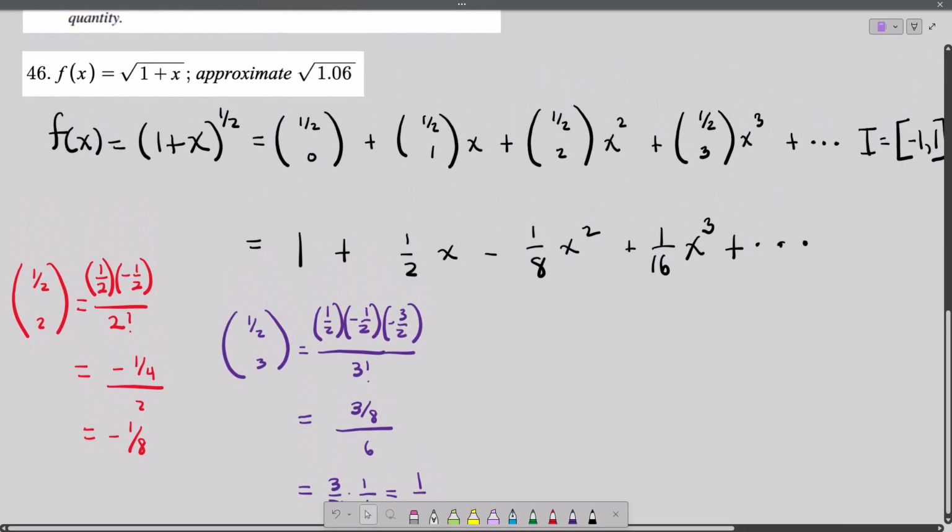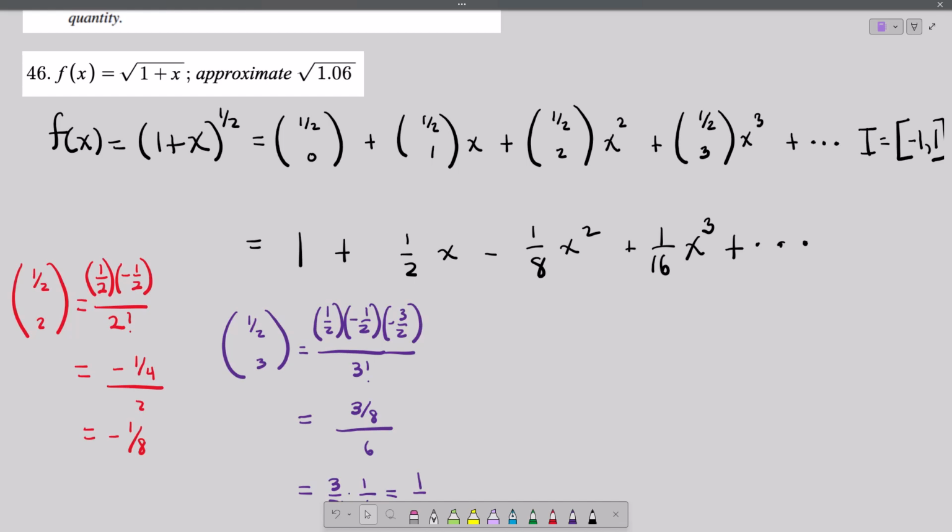So we found the series for root 1 plus x using a binomial expansion. If you were so inclined, you can take this function and start doing repeated derivatives, and you would build the exact same series. The same exact series would come if you started taking 3 derivatives and plugging in the center. The center here is 0. Right, the center is 0. It's all just powers of x.